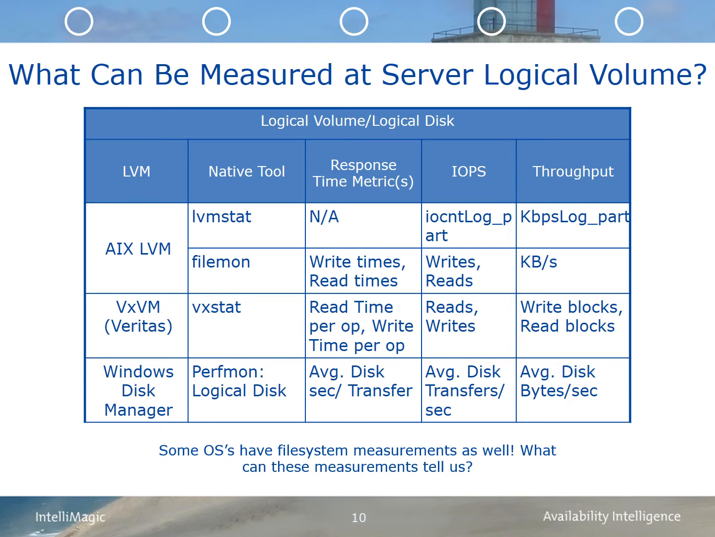So what can be measured at the server logical volume level? Typically this is appropriate for Unix systems running either a native Unix logical volume manager or something like Windows Disk Manager, and these are the logical disk or logical volume statistics. A couple examples here. The AIX LVM can be measured through a tool called lvmstat, and you're going to get things about the IOPS and the throughput to the different LVMs, or to the different logical volumes. And you can also run filemon.